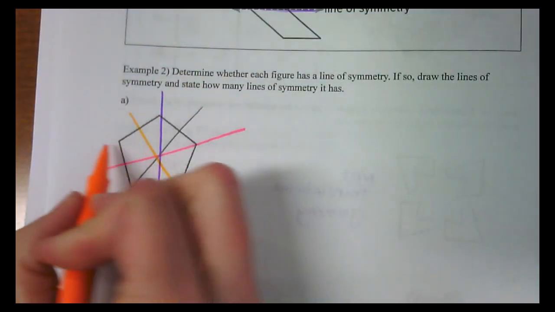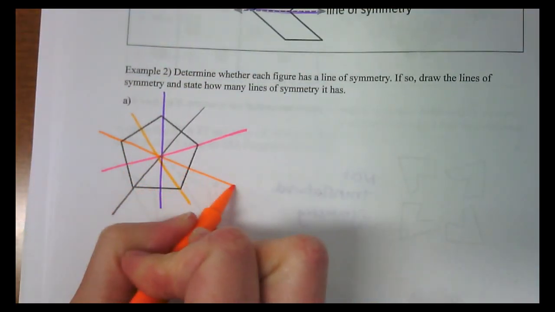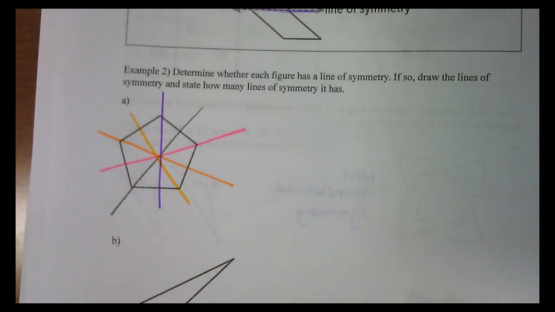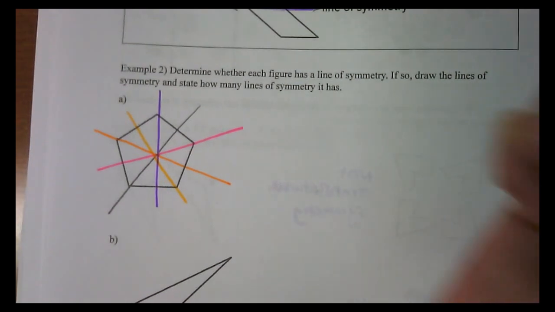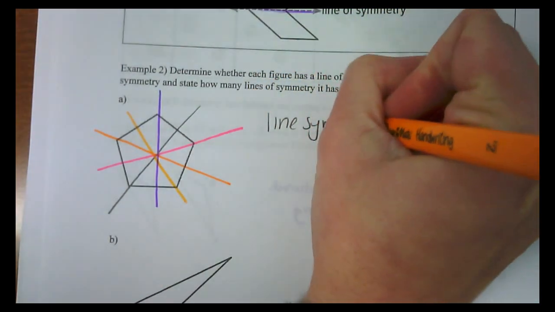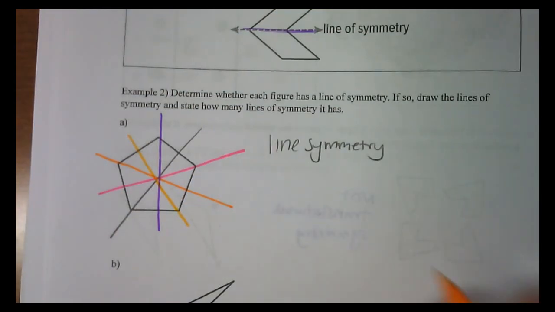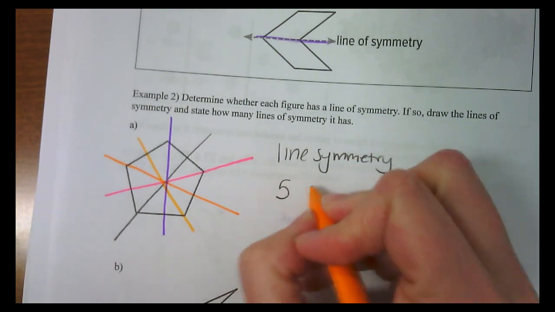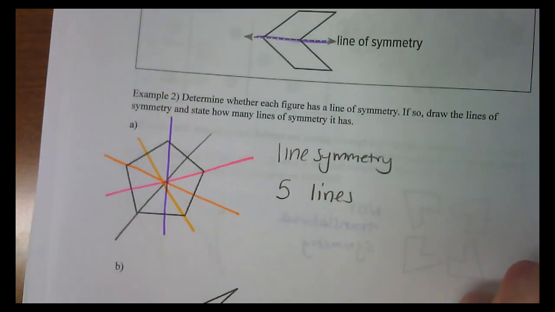So in this particular figure, this pentagon, I could fold it through all of the vertices and I would end up with a line of symmetry. So it has line symmetry. Again, you can call it line or reflectional. It means the same thing. And how many lines? In this case, there's 5 lines.